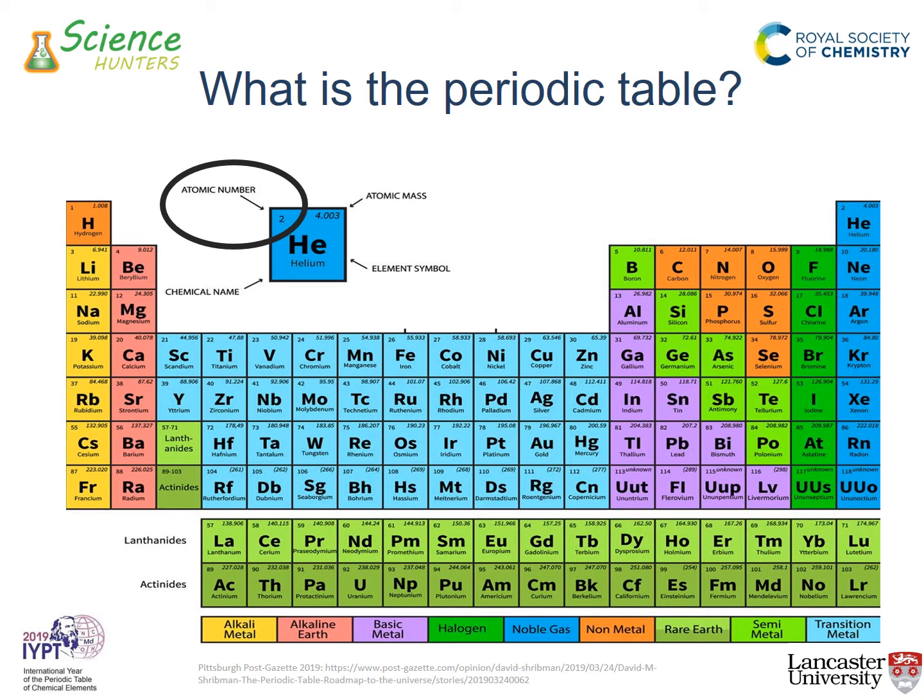The other number, which in this table is in the top right corner, is the atomic mass. This is the mass of the atom, and it's approximately the same as the number of protons plus the number of neutrons in an atom.